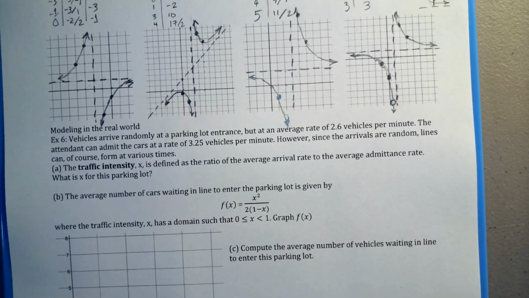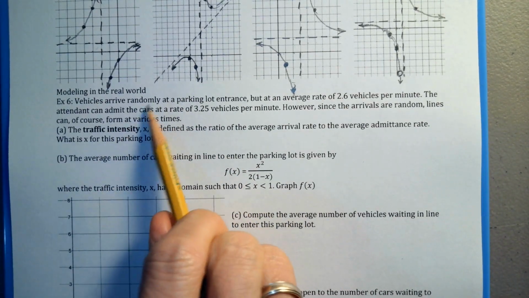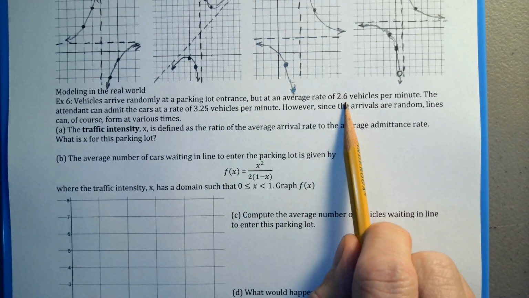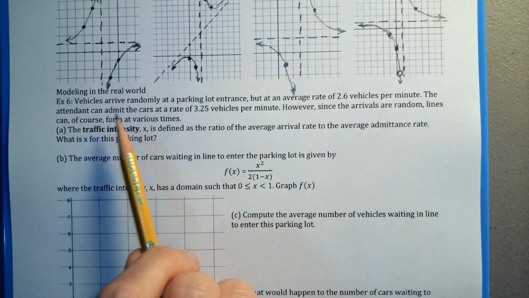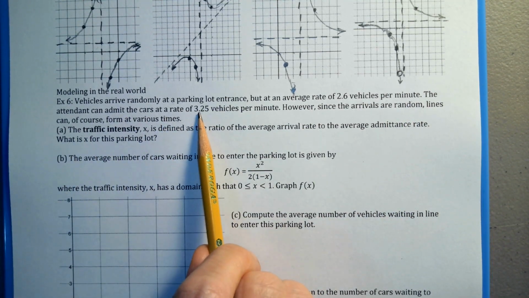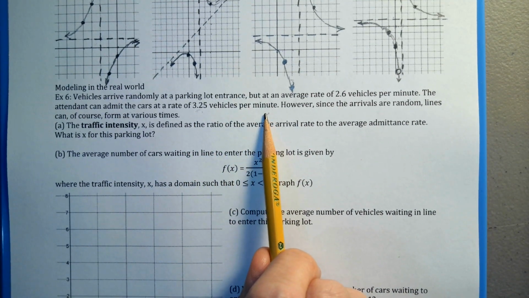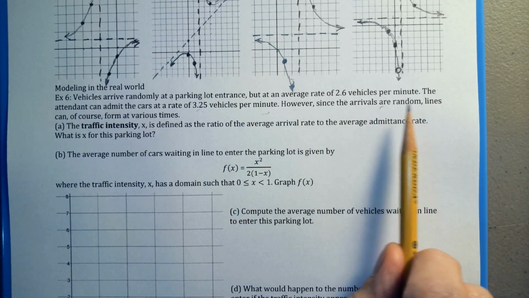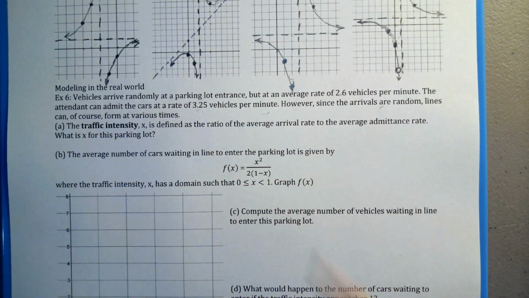All right, let's look at this one example then. Example 6. So this is modeling in the real world. So vehicles arrive randomly at a parking lot entrance, but at an average of 2.6 vehicles per minute. The attendant can admit cars at a rate of 3.25 vehicles per minute, and that's like an average rate, right? However, since the arrivals are random, lines can, of course, form at various times.